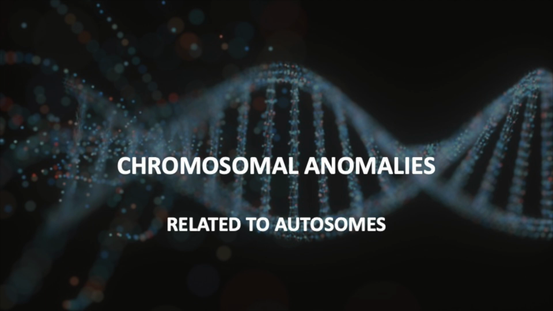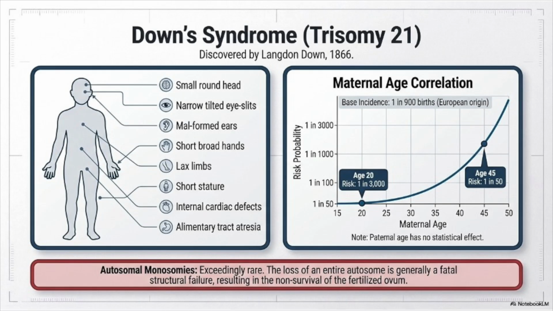Next, let us move to chromosomal anomalies related to autosomes, with Down syndrome being the classic example. Down syndrome, or trisomy 21, was discovered by Langdon Down in 1866. It presents with a small round head, narrow tilted eye slits, malformed ears, short broad hands, lax limbs, short stature, internal cardiac defects, and atresia of the alimentary tract.